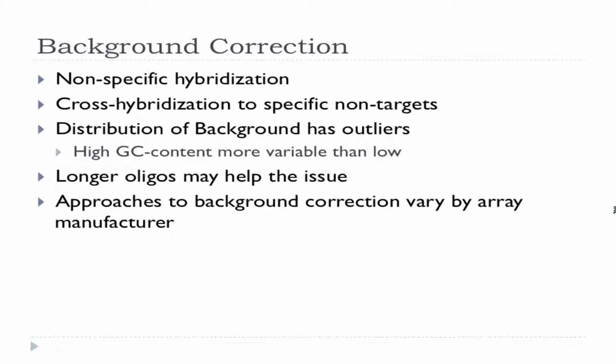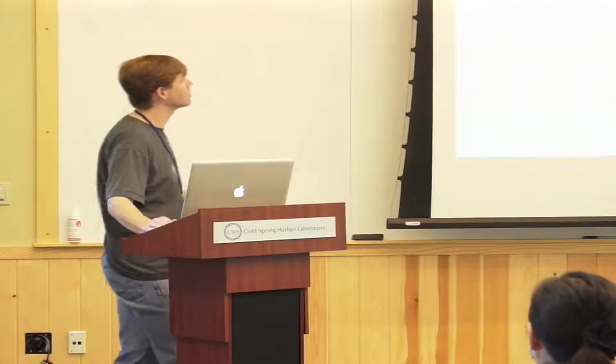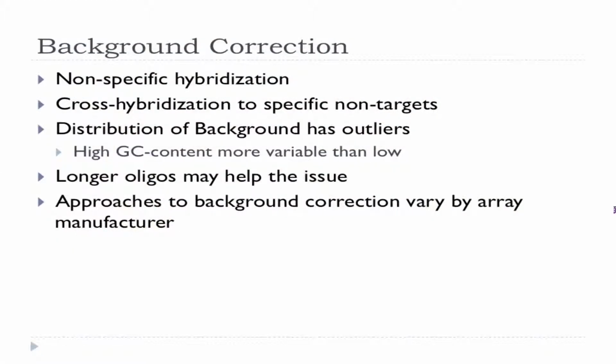Now, getting back to your question about hybridization and the effects of hybridization. The effects of hybridization differ. Even the background effects of hybridization differ based on the content of the probes. So if we're going to model background, some people actually model it based on not just the location on the array, but actually the content of the probes themselves. Longer oligos may help the issue, again, because the longer oligos are going to tend to have less variability in their GC content. They're also going to be more specific. Because they're longer, they can be a little bit more specific.